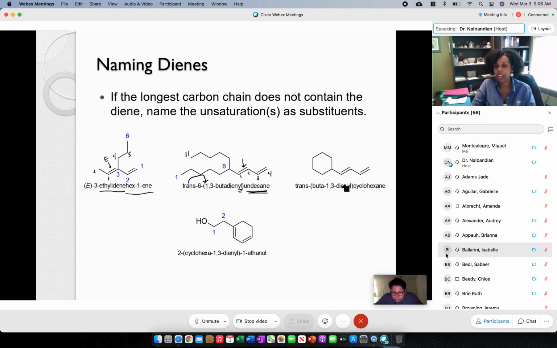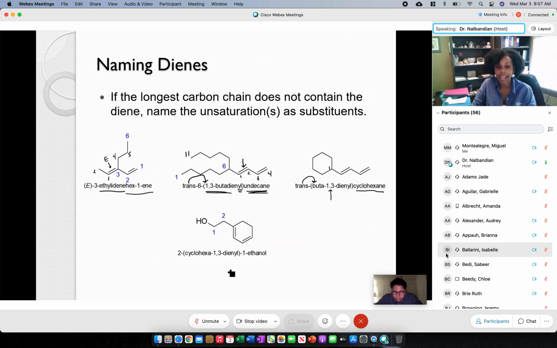Then we have here, again, this trans could be inside of the parentheses. So there's no number needed because there's only one substituent and it has to be on carbon 1 of this cyclohexane. But we need a number for where the alkenes are in this butadiene. And so it's a buta-1,3-dienyl, or what you saw over here, 1,3-butadienyl. Either way is fine. Those two are interchangeable.